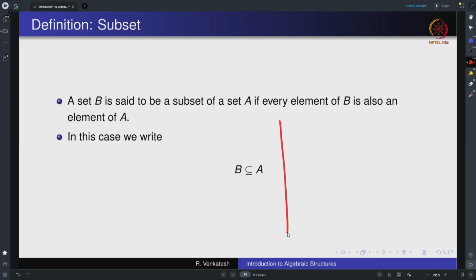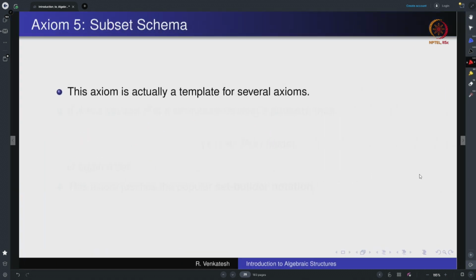If you want to use logic, for all x in B we have x in capital A. For each element of B, we must have that element is an element of capital A. In that case, you write B is a subset of A.